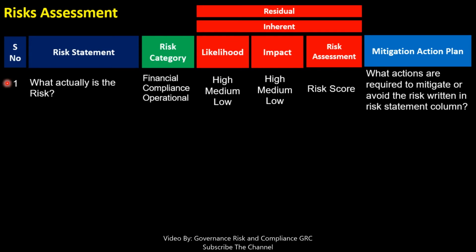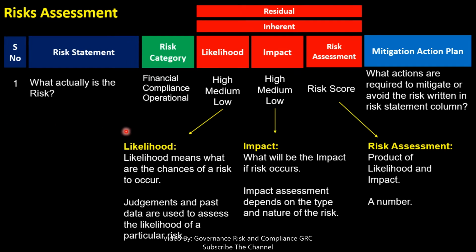Now let's go into further detail of the risk register format. Earlier we discussed the risk statement, risk category, impact assessment, likelihood assessment for both inherent and residual components, and the mitigation action plan. So if we further discuss the typical risk register format, then for likelihood, we mean that likelihood is the chances of occurrence of a risk.